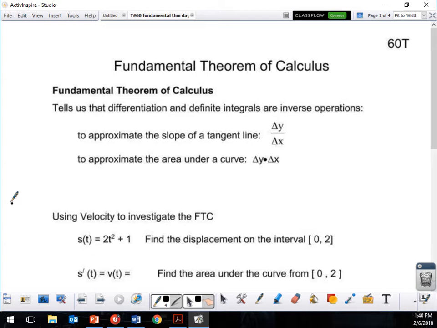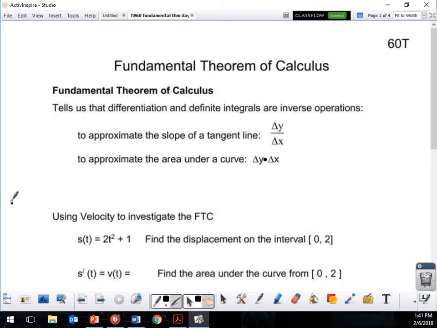Okay, so the fundamental theorem of calculus. It's referred to as FTC quite often. It's talked about all the time. The fundamental theorem of calculus is that we can break things up into different things.